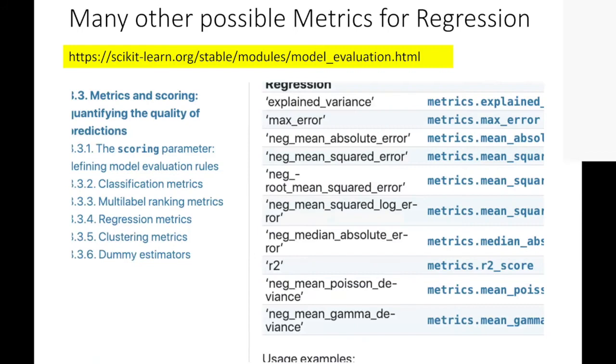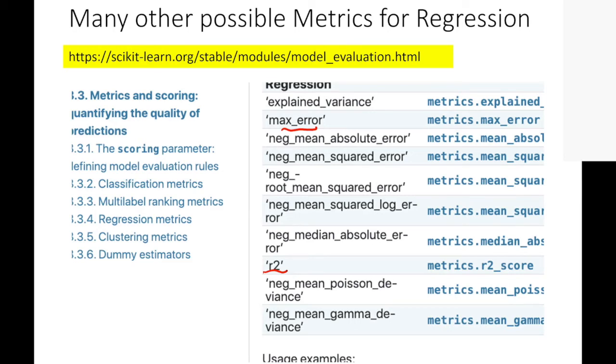This is the link to scikit-learn and the model evaluations, and this section is the regression. So it's not just what we had there, not just the mean absolute error. They have the explained variance, max error, really many more. And one of them is R2, which you can check out the equation by yourself. I don't want to talk about it here.